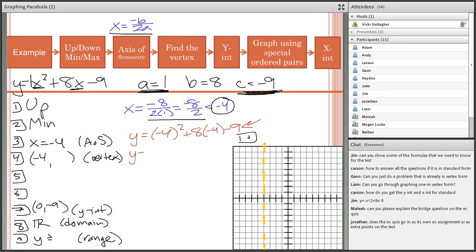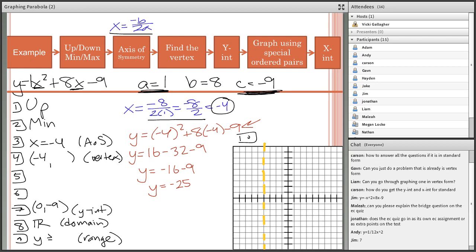If you don't have a calculator, I don't have my calculator with me, so I'm going to try to do this by hand. So this is 16 minus 32 minus 9. I don't know if I did that right. Can you guys confirm if I did that right? I don't have my calculator. 32 minus 9. 7. Yeah, that's what I thought it was supposed to be.